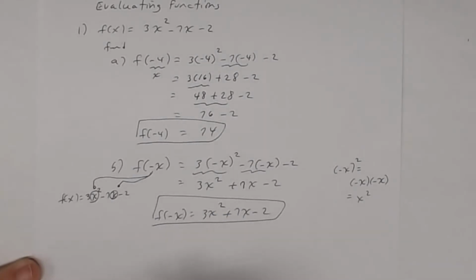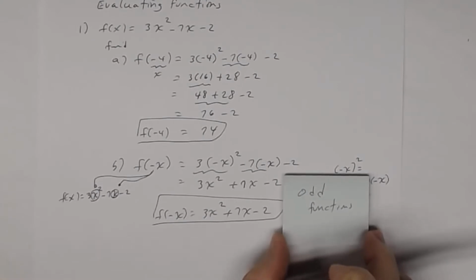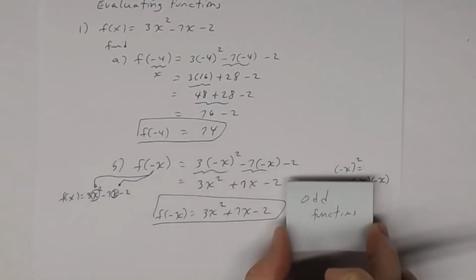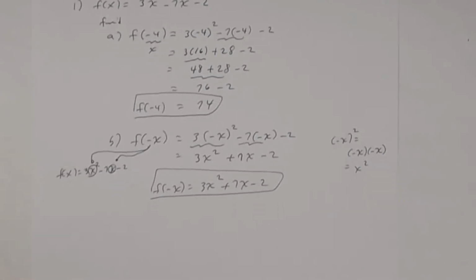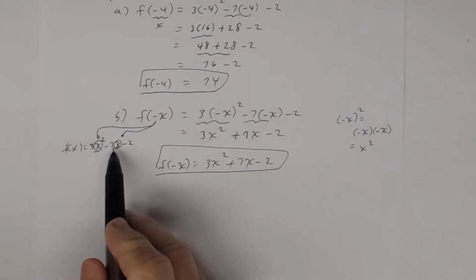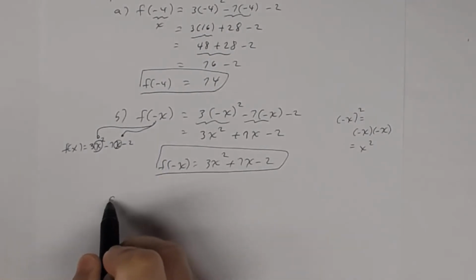Now, you might say, well, what does that mean? Well, finding f of negative x is important when we talk about odd functions. When we get into odd functions, you're going to see how important finding f of negative x is. All right, so that one wasn't that bad. It's just a matter of, wherever you see the variable x in your function, you substitute what's inside that parentheses. All right, let's look at letter C.